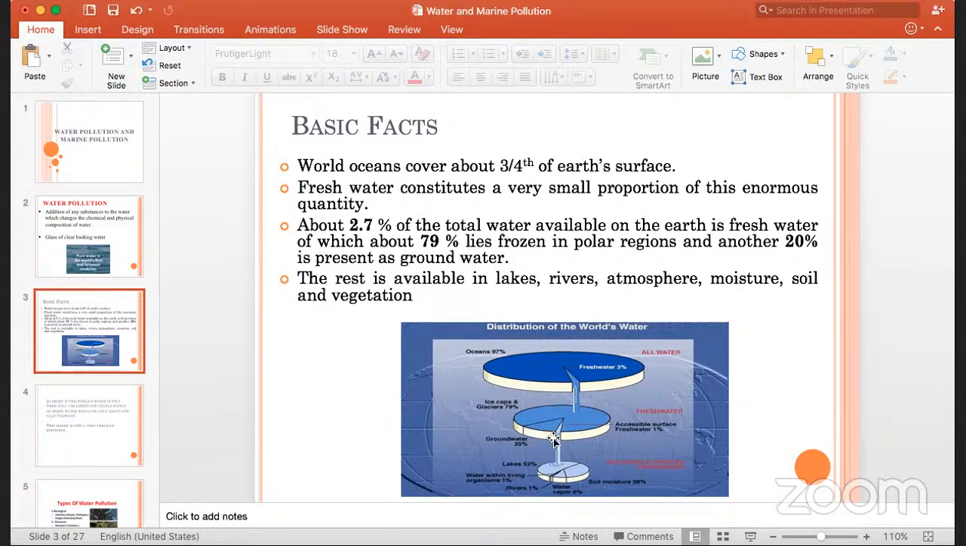Now of that 20%, about 19% is locked in groundwater, and only 1% is available as fresh water in the form of lakes, rivers, atmospheric moisture, soil, and vegetation. So you can imagine that out of the total 100% water that was present, less than 1% is available for day-to-day use.